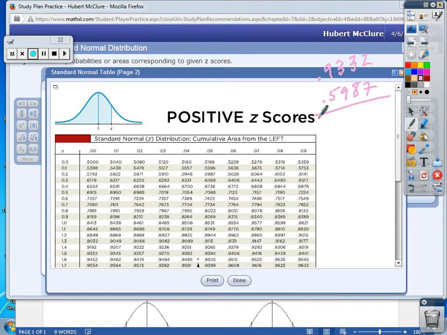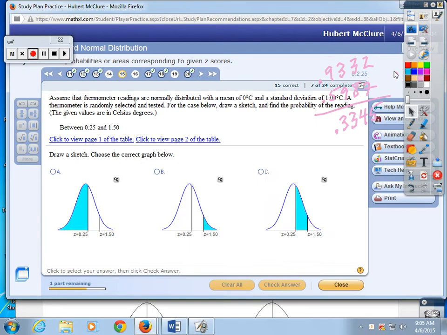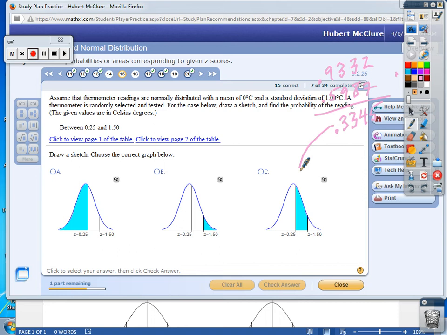Somebody subtract those. Too much borrowing, I'm not going to do it. I'm too lazy today. What is 0.9332 minus 0.5987? What do you get? 0.3345. And 0.3345 is that area right there.